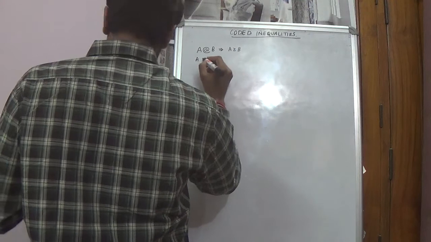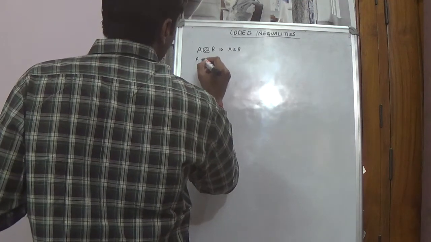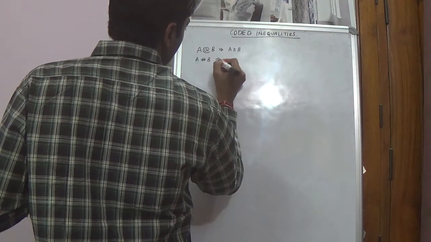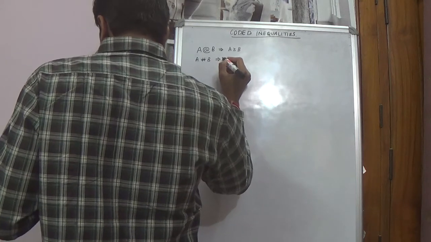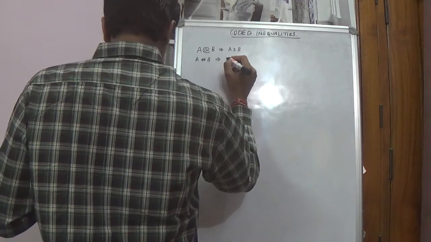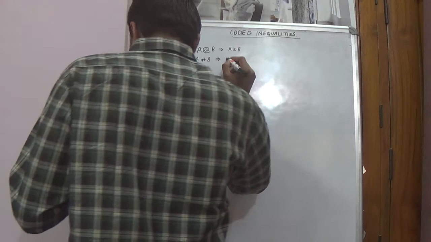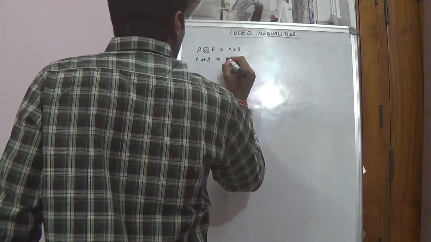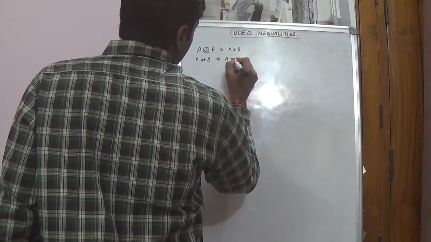Second, A hash B says A is neither smaller nor equal to B. So A would be greater than B.